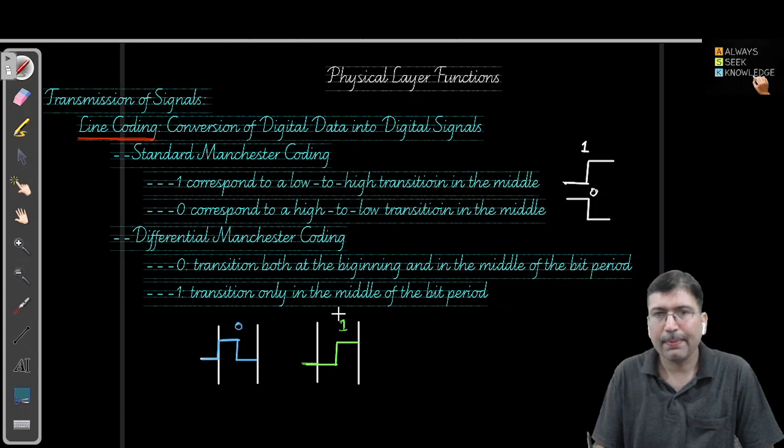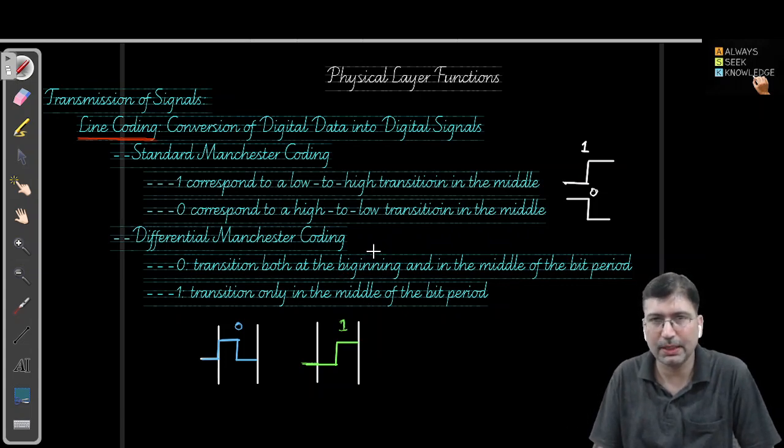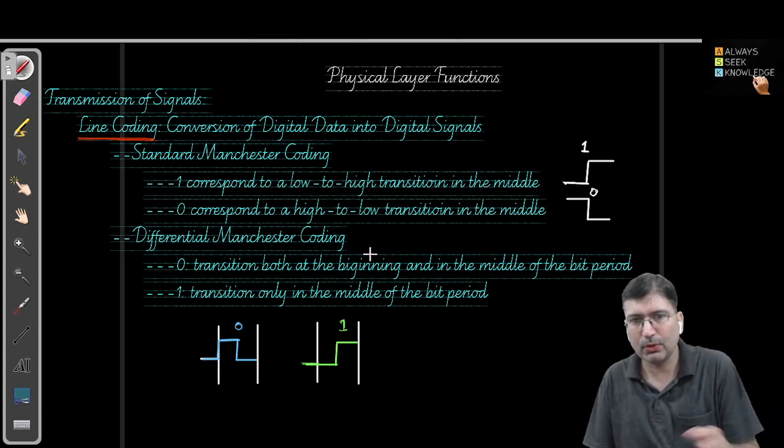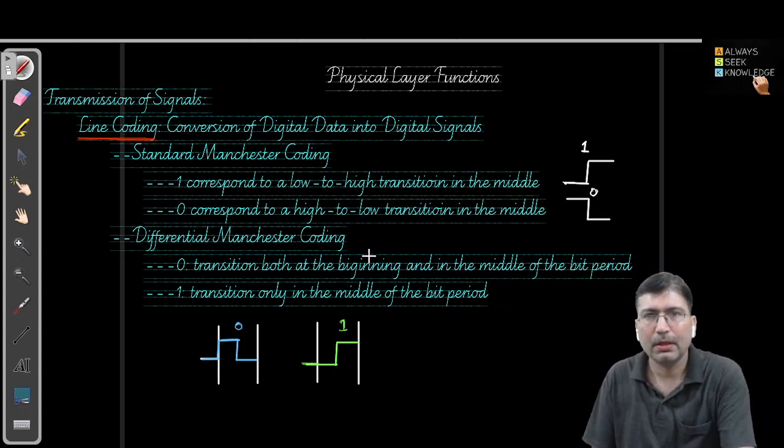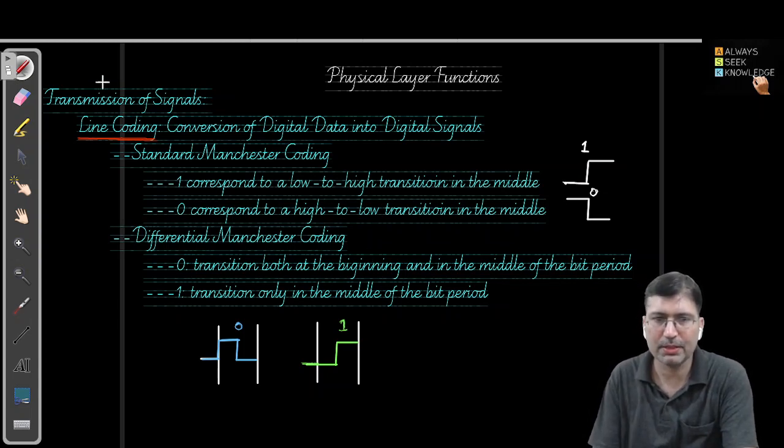So these are the functions of the physical layer. We will discuss a few of the things in detail in coming lectures about the topologies, and we will solve the questions on line encoding also.